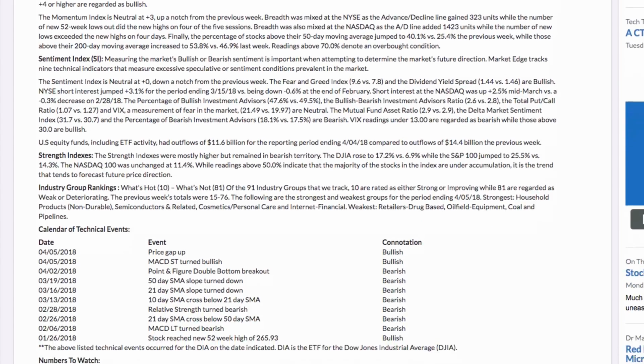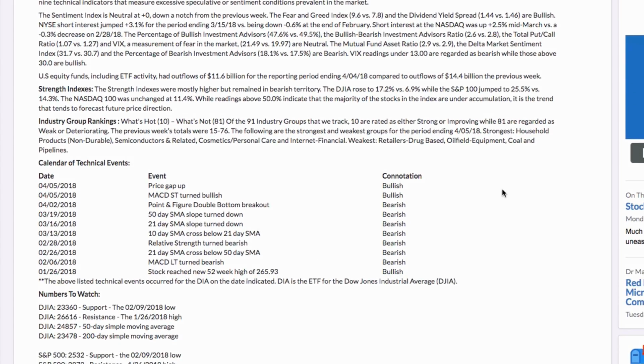If you go a little bit lower on the market letter, you'll see this calendar of technical events. And you'll see the last two events were actually bullish. One of the ways to interpret this calendar of technical events is when you've been bearish for a while, you start to see these things roll over to bullish. It means you're at a bottom or very close to a bottom. So this is encouraging, at least, that we're starting to see some of these things roll over.